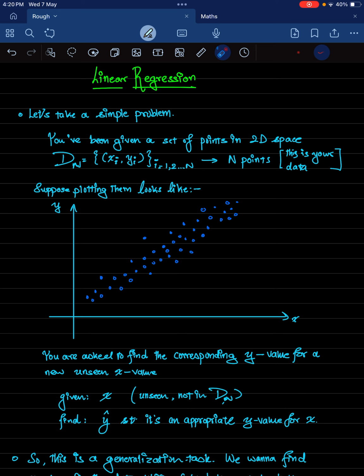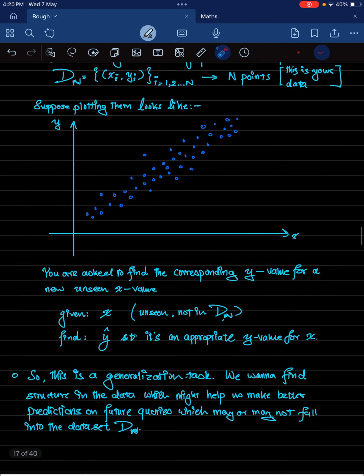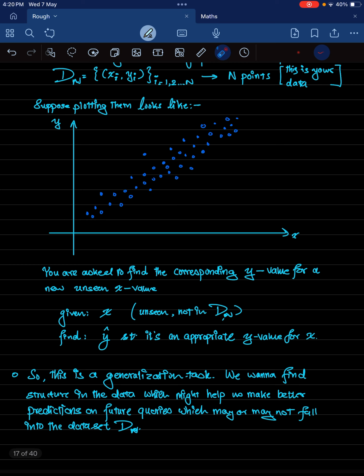Let's just plot it, and in this case I have made it such that it looks something like this. So this is your set of points. It looks something like this. Now the problem is to find some corresponding y value for an unseen x value.